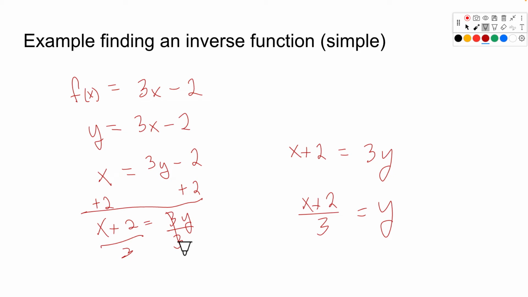And then what we do at the very end, well, what was y? It was really f of x. So now what is it? It's really f inverse of x. And we have x plus 2 over 3. And just notice that that happens a lot, but there's a problem here.